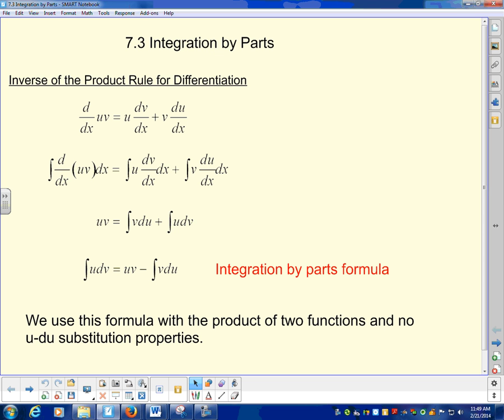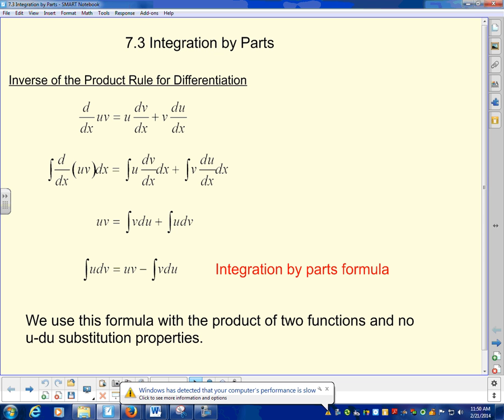Because, as we learned, that goes back to the properties of integrals question on the multiple choice test. There is no property that says the integral of x times cosine of x is the same as the integral of x times the integral of cosine of x. You can't do that, nor can you divide them. But this will handle a product of two functions.